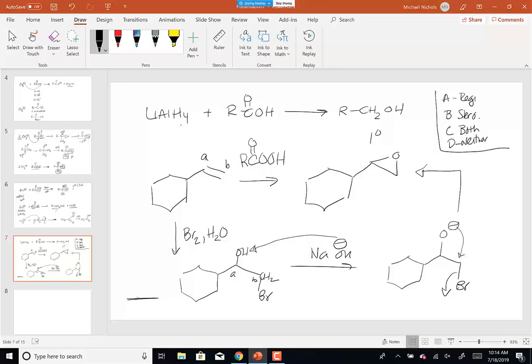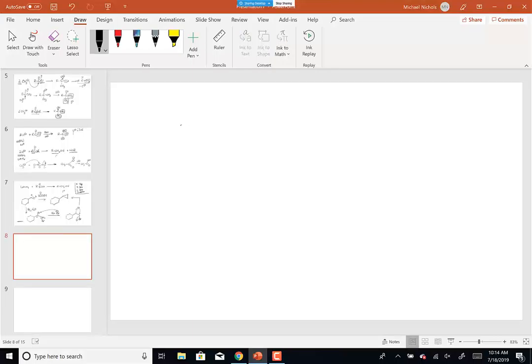What did we do? All we did was make an epoxide. That's all we did. So, okay, great. We can make an epoxide. So now my question is, I want to open up this epoxide.